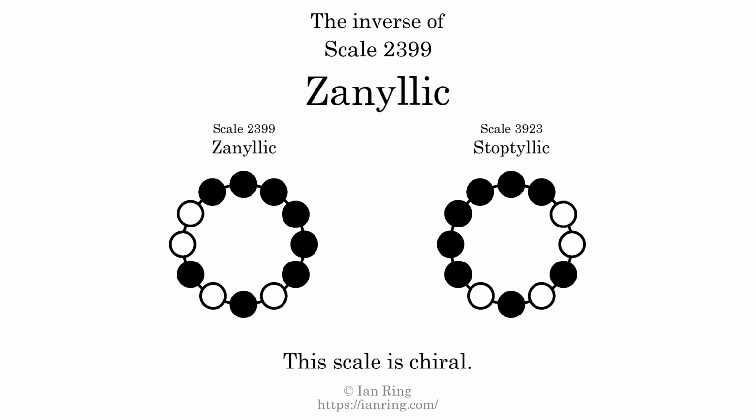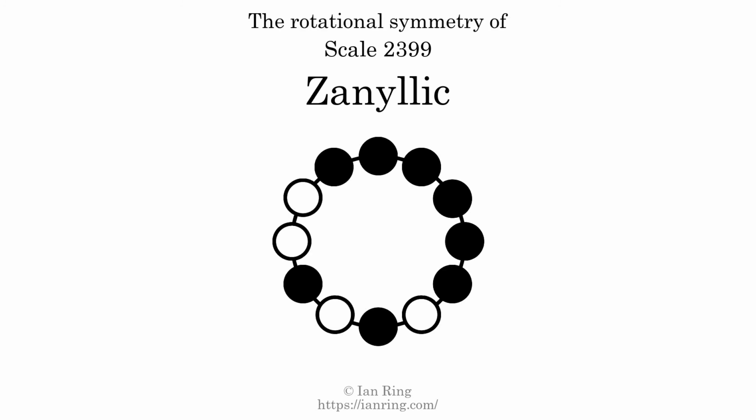The inverse of a scale is a mirror image. It is what you get when the sequence of intervals is reversed. The inverse of this scale is scale 3923, also known as stoptilic. This scale is chiral. It cannot transform into its inverse by rotational transformation. This scale has no rotational symmetry.